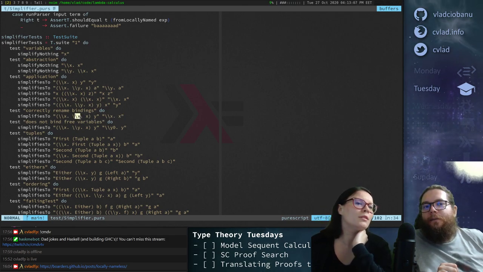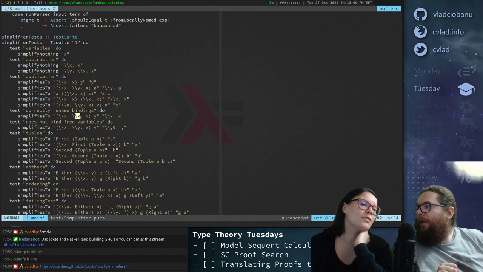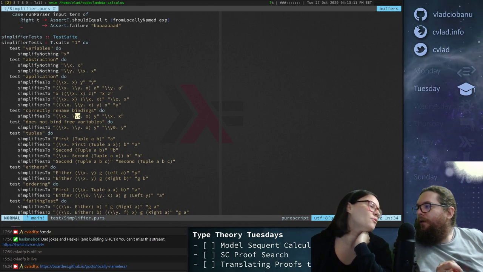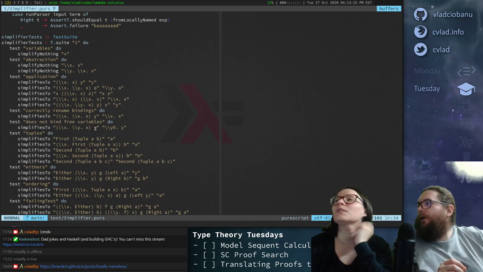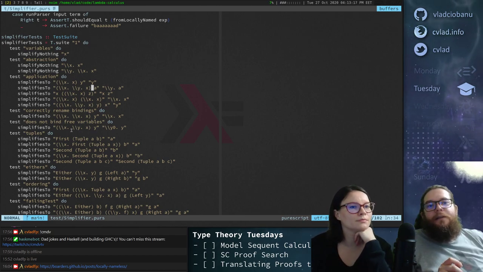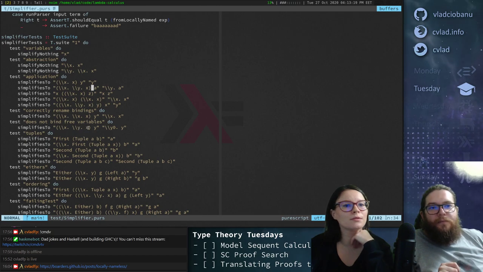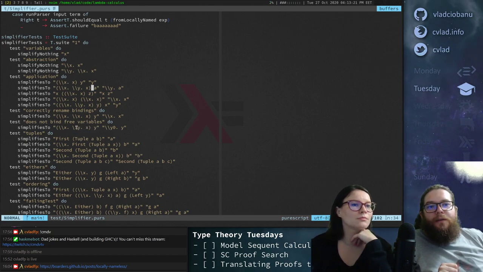Would it be easy if you just rename the one you want to substitute it? No, you cannot rename this because this is a free variable, it could be a constant from outside. This is the only thing you can rename. So you have to rename this.